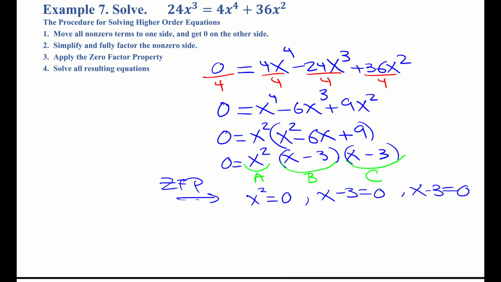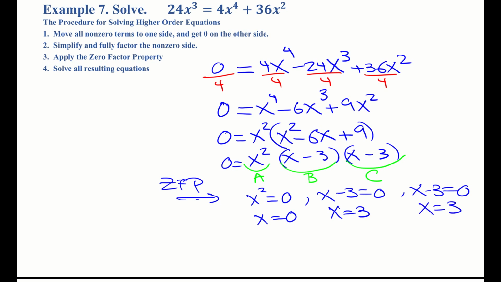First of all, notice that you have x squared equals 0. So what number is it that if you square you get 0, right? Well, there's only one number that if you multiply by itself you get 0, and that's 0, right? So here we just get one solution, x equals 0. Now x minus 3 equals 0 gives us x equals 3, and here we get x equals 3 again.